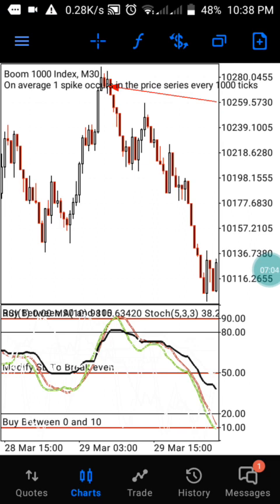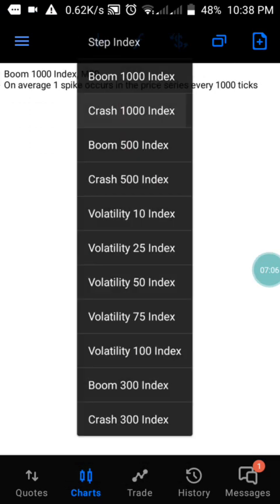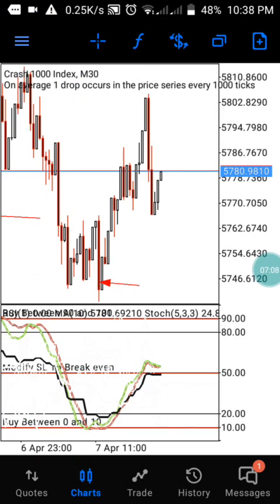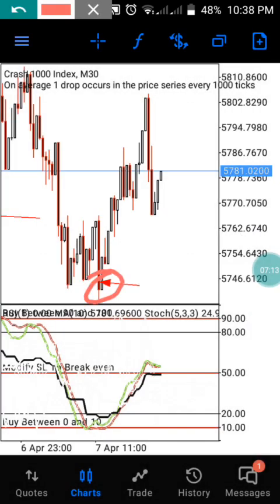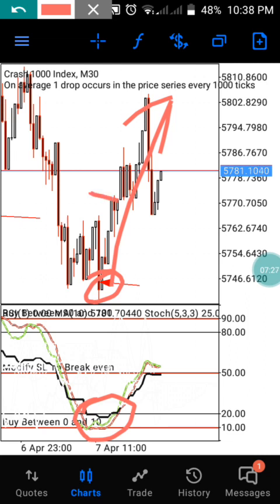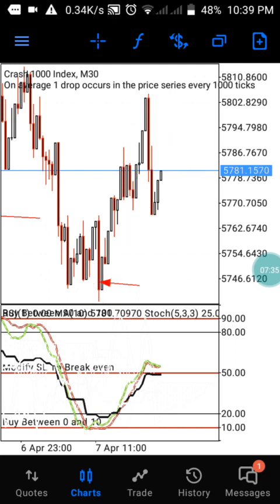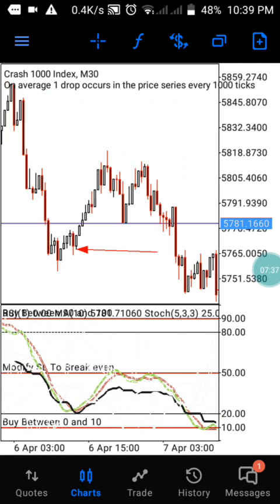So let me show you what happened on our Crash 1000 also. As you can see now, we have an entry on Crash 1000 at this particular level because we are able to confirm our trade at this level. So it respects our below 20 level here, and we enter our trade to move it on the uptrend. So you can easily take your trade up to this level to take your profit one, and also here you can take your profit two, then you can easily get out of the market to avoid taking more risk. So let's keep on checking.